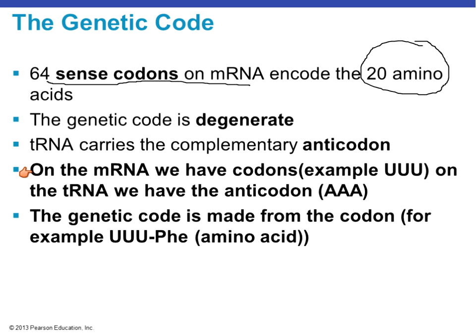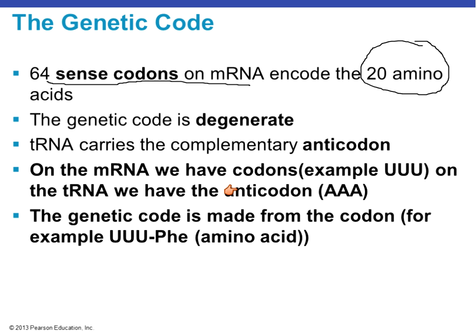On the messenger RNA, we have codons. So for example, UUU is a codon. On the transfer RNA, at one end of that transfer RNA, it's called transfer because it's transferring things, we will have an anticodon. So the anti of UUU would be its match, AAA, because A pairs with U in RNA. That is going to be the anticodon at one end and then an amino acid at the other.